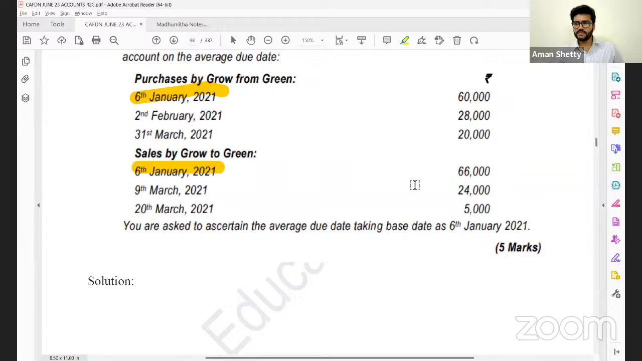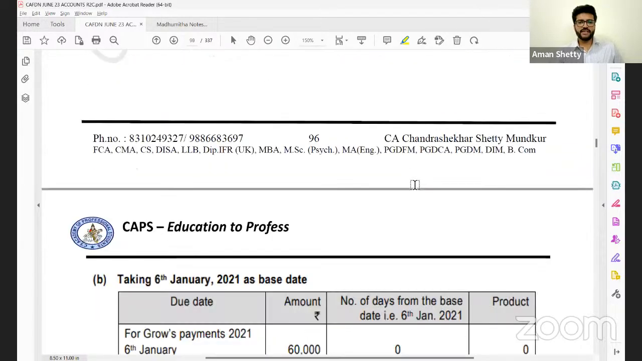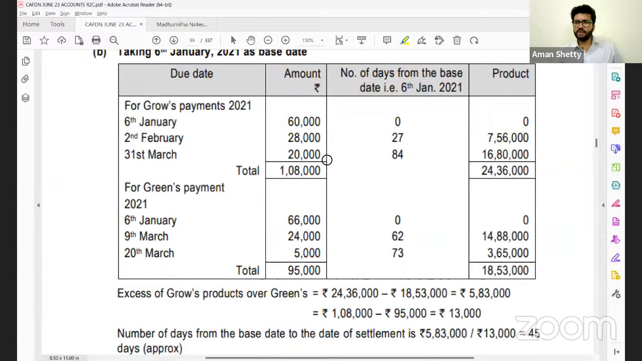Correct? Yes, sir. Right? So 6th January, respective due dates are taken, amount is taken, number of days from 6th Jan is taken, and then product is found out. Did everybody understand this part? Yes, sir. Clear? So respective products you have to find out for Grow as well as Green.